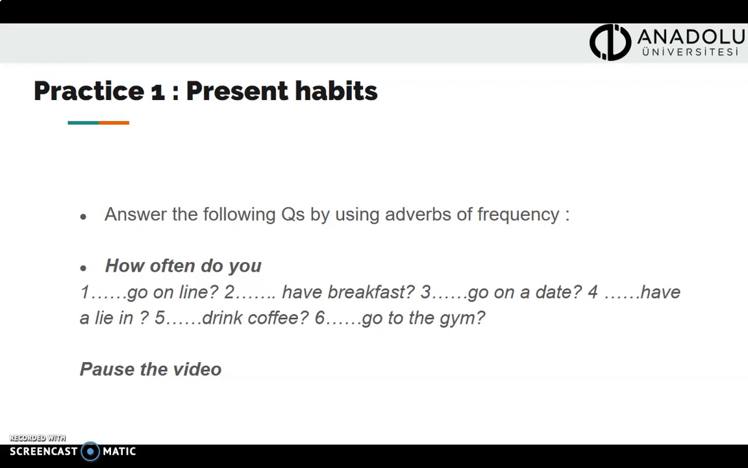And how often do you have lunch? Fifth one, how often do you drink coffee? And lastly, how often do you go to the gym? So now please, from your part, pause the video and answer these questions.